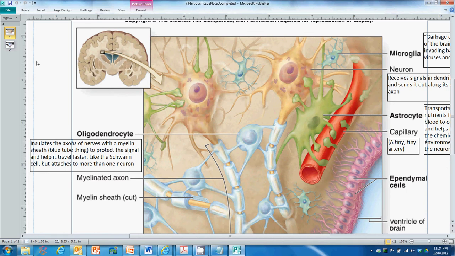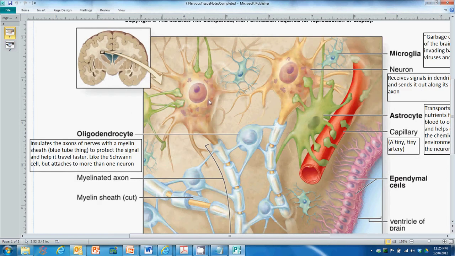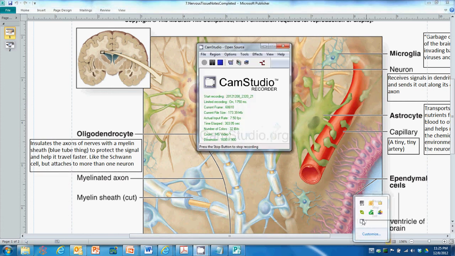If you're trying to practice identifying, right, the cell body, nucleus, dendrites, axon, take a look at this picture. We have the dendrites right here that receive the signal. We've got the cell body around the nucleus, and then that axon that extends away from the cell. And that is nervous tissue. Know the functions of all the cells and know why we protect the axon, because we want to protect the signal.